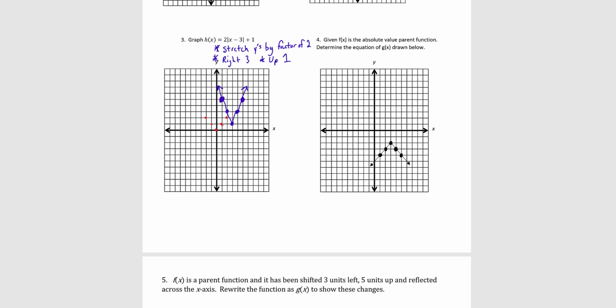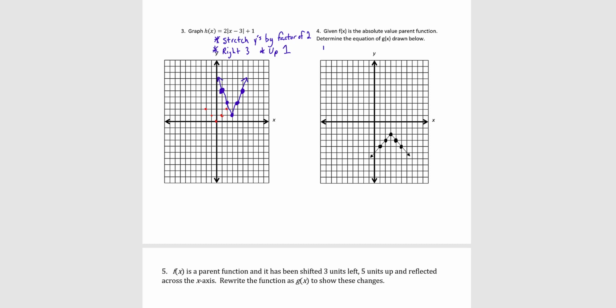All right, question 4. This one's a little different because this time they give us that f of x is the absolute value parent function. So what does that mean? That just means they didn't write it, but f of x is equal to the absolute value of x. And then they say determine the equation of g of x, which is drawn below.